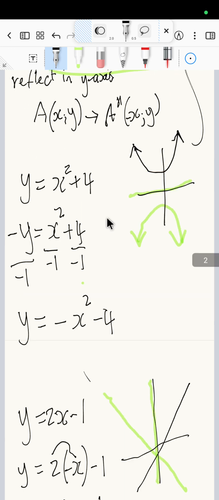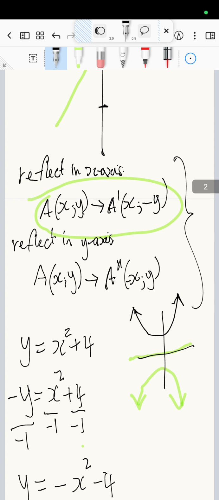Okay, summary. If you are going to reflect in your x-axis, x stays the same, y changes, y becomes negative. If you're going to reflect in your y-axis, x becomes negative, y stays the same.